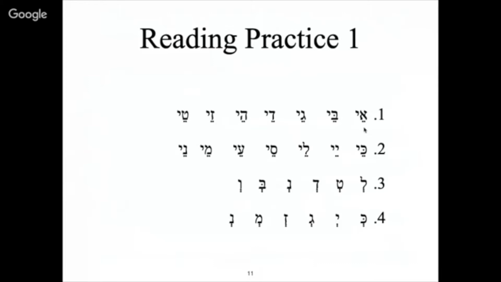So I'll go through here and do the first line. This says A, bay, gay, day, hey, zay, and tay. Okay. Line number 2. Who wants to do line number 2? I can do it. Go ahead. K, yay, lay, say, a, may, and nay. Okay, very good. All right, so next we have line number 3.